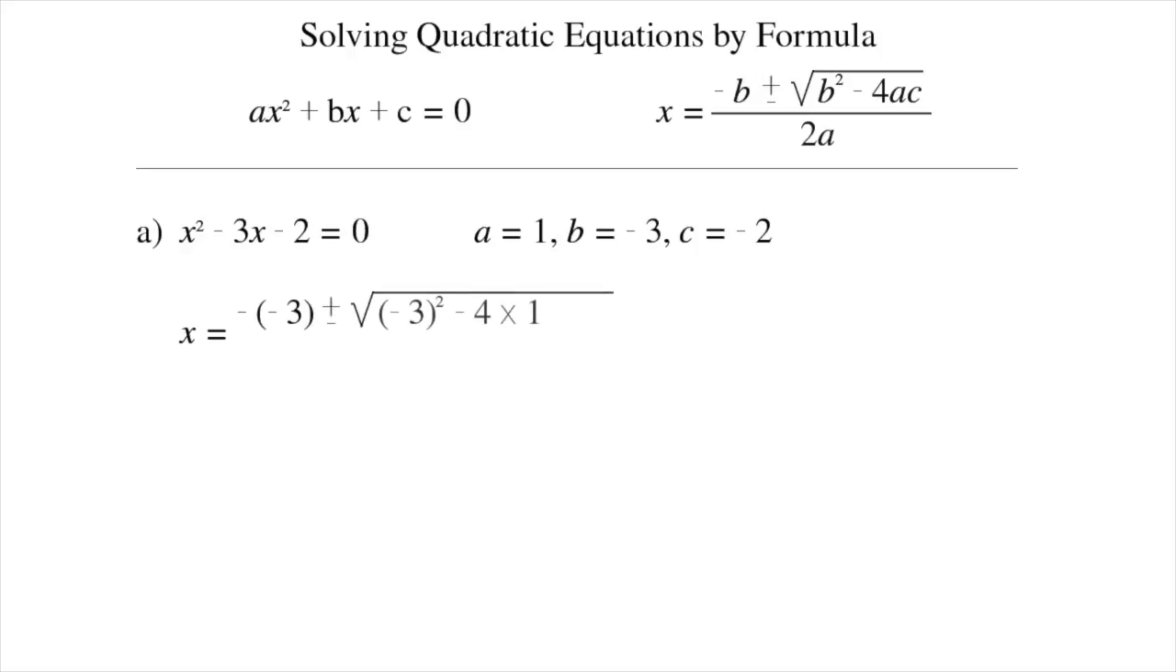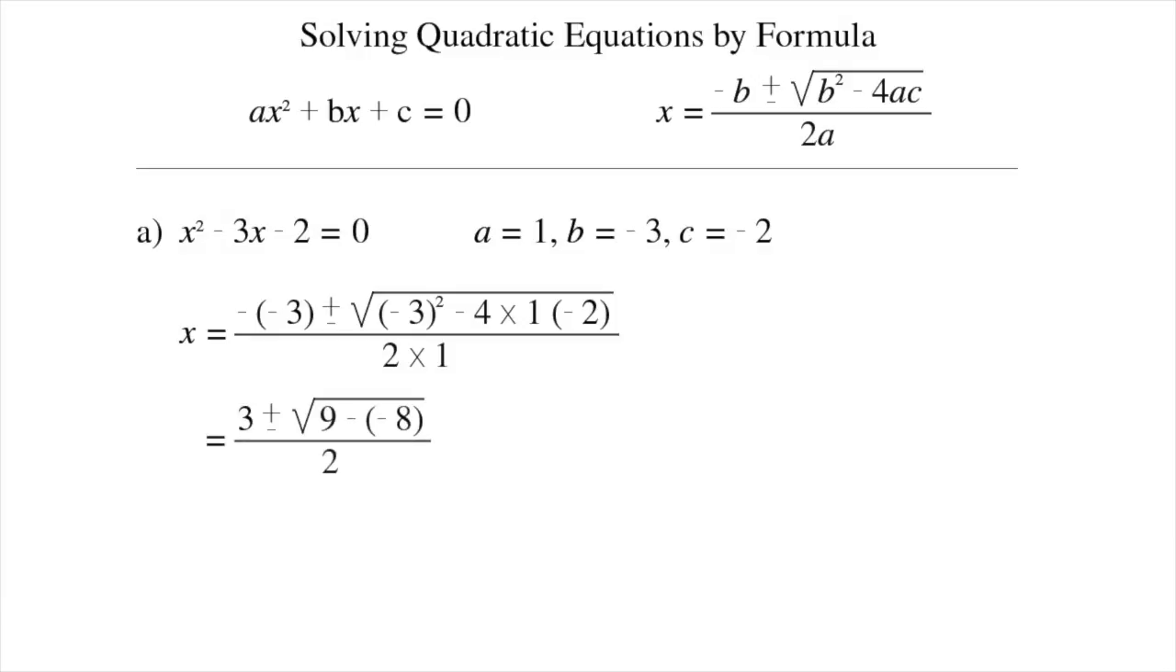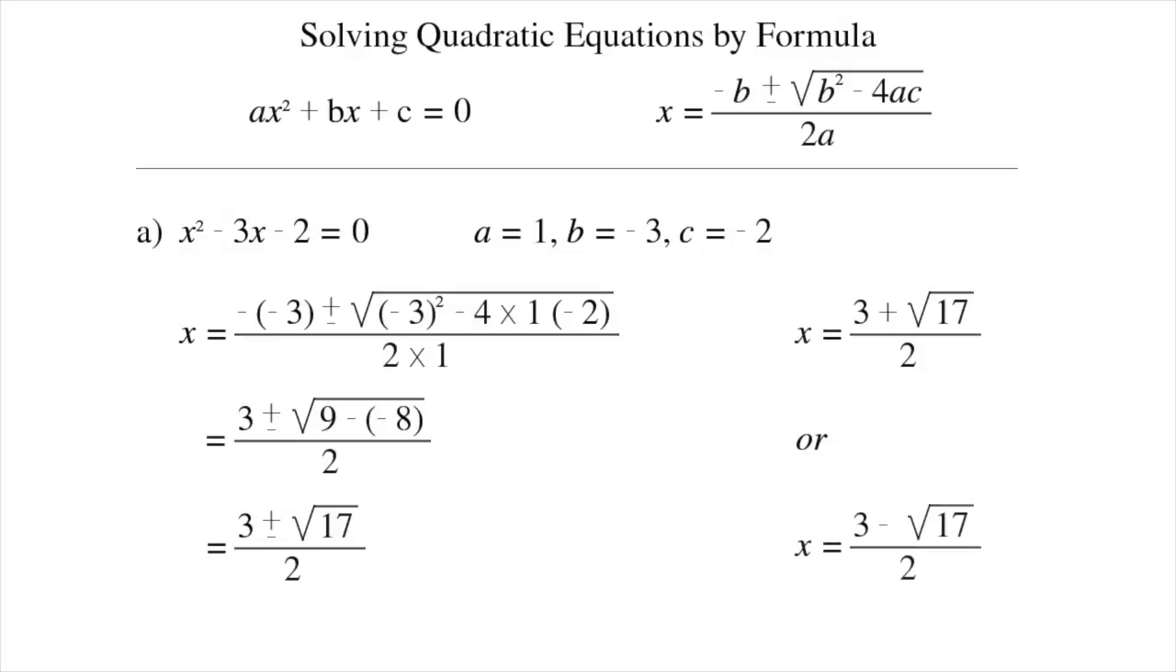So, according to the formula, x is negative negative 3 plus or minus the square root of negative 3 squared minus 4 times 1 times negative 2, all over 2 times 1, which is equal to 3 plus or minus the square root of 9 plus 8, all over 2, which is 3 plus or minus the square root of 17 over 2. So the solutions are x is equal to 3 plus the square root of 17 over 2, or x is equal to 3 minus the square root of 17 over 2.